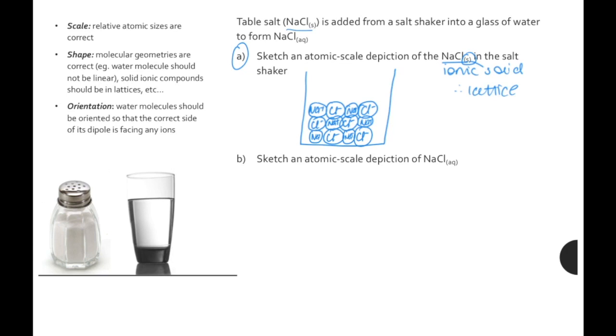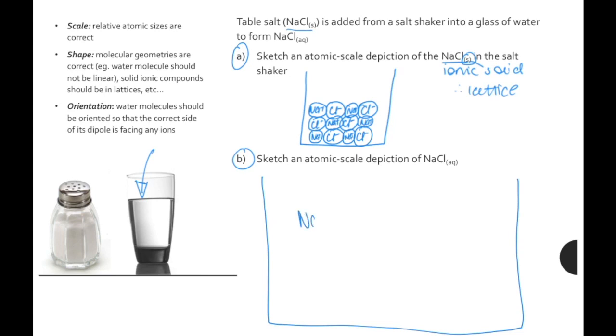Next, we need to sketch an atomic scale depiction of aqueous sodium chloride. So now it's been placed in the water, it's dissociated, and we can't actually see it in the water anymore. So if this is our glass, let's start with drawing a sodium ion and a chloride ion. Now for every sodium there's one chloride because we can see that here. So let's just draw one of each.